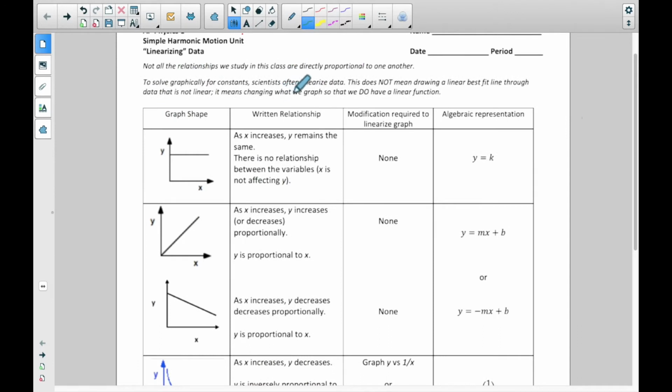Okay, so a couple things at the top here. Not all relationships we study in this class are directly proportional to one another. That's what we just talked about. To solve graphically for constants, scientists often linearize data. This does not mean drawing a linear best fit line through data that is not linear. It means changing what we graph so that we do have a linear function. Okay, let me tell you what that sentence means.